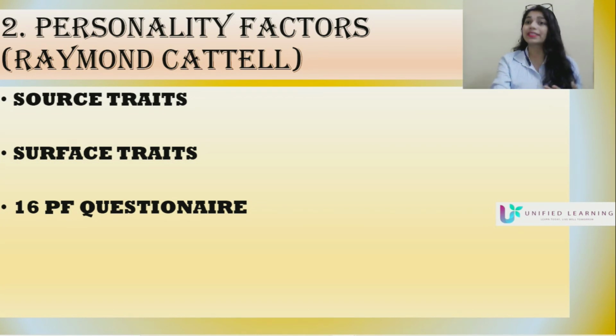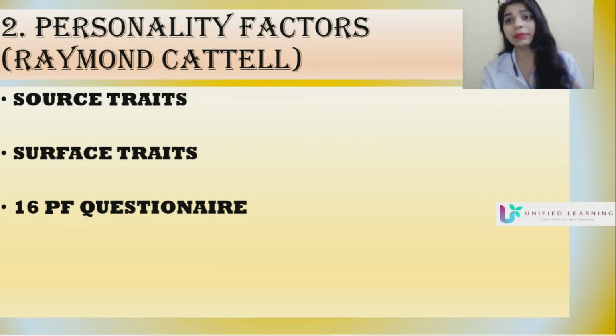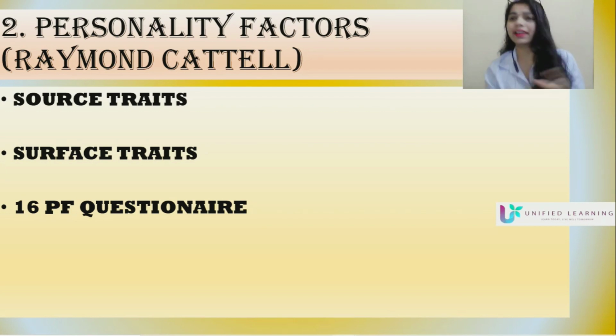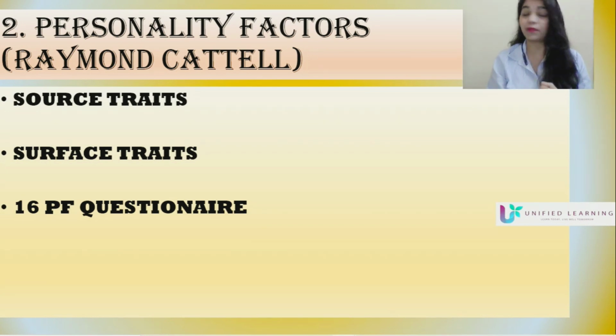Let's talk about the personality factors given by Raymond Cattell. Raymond Cattell used a statistical technique called factor analysis, which is basically used by psychologists or sociologists. He used this technique to find the common features and characteristics of traits. He further categorized personality into source traits and surface traits.